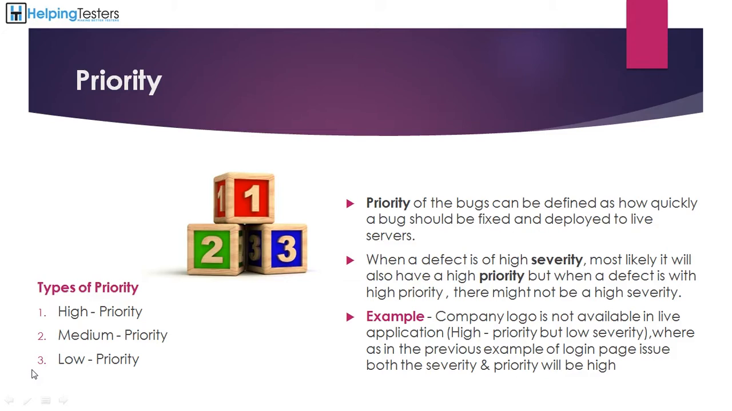So, though the application is not accessible completely in those browsers, the priority is lower because those browsers are not used by a major number of end users. So that might be a high severity defect, but with a low or medium priority. This way, priority and severity will go in different directions based on the nature of the defect.